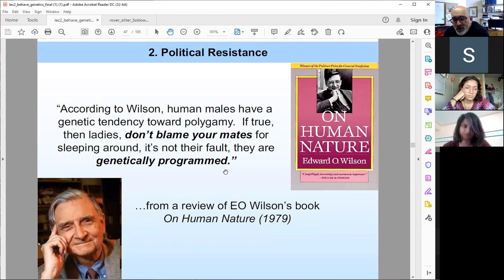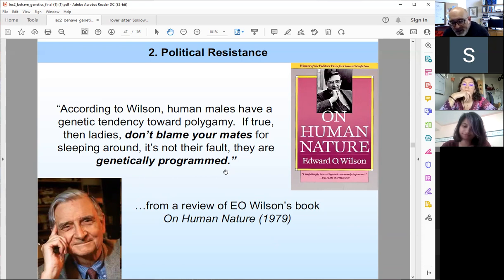That is, there was a big debate because many argued that Wilson was saying there was no such thing as free will, for example, that we are completely driven by our genes, that our behaviors are driven by our genes. And this is the quote here, from one of Wilson's books.